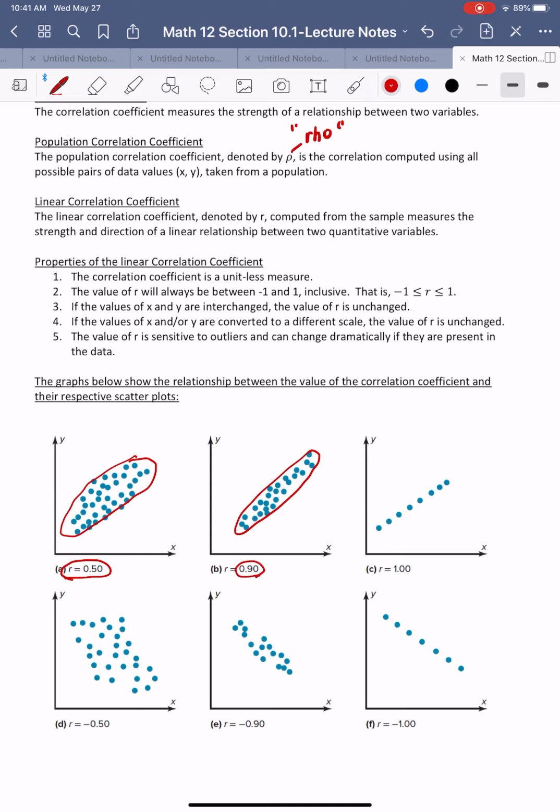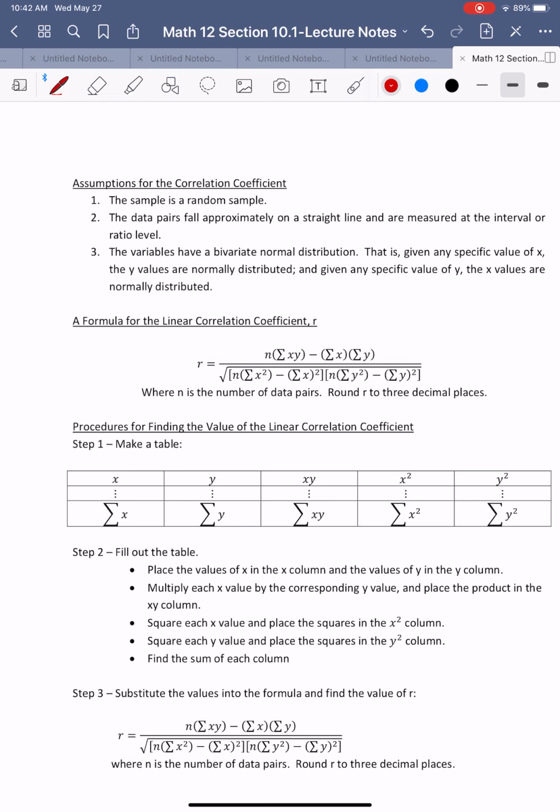And now this is almost linear, right? Yeah, this is almost a line, and we call that 1. And then this one is negative but very spread out, so about negative 0.50, and then very compact toward the negative way, so negative 0.90. And then this is almost a line, negative 1.00. All right, let's look at the next page.